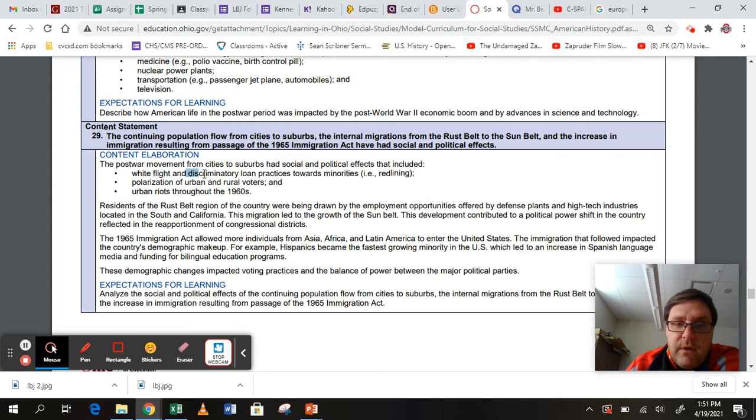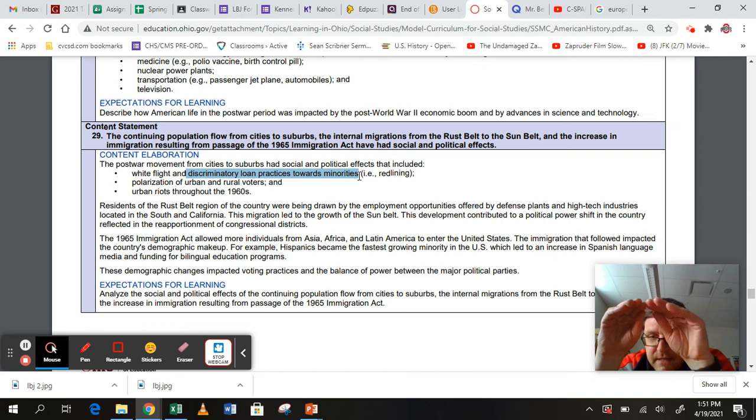And discriminatory loan practices towards minorities. When those white folks moved from inner cities to outlying neighborhoods, they would often have these codes of conduct written into their neighborhood rules that said, we will not allow people of color to move in our neighborhood.